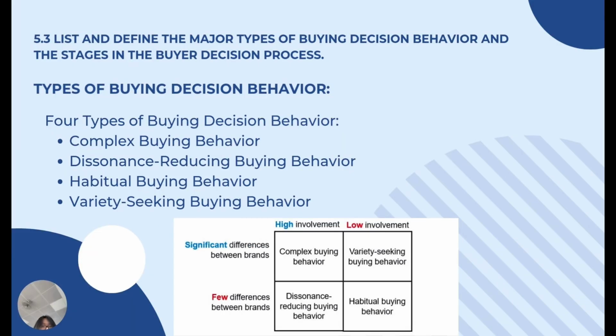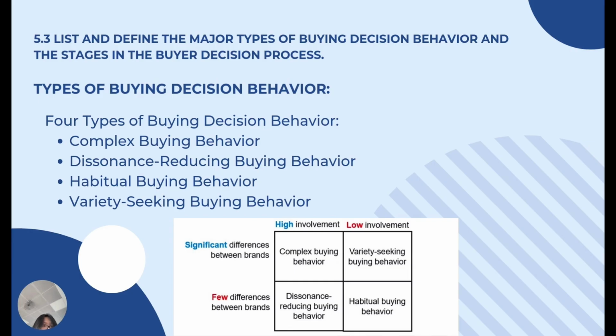My presentation has two parts: the four types of behavior and the five stages of the decision process. Part one: major types of buying decision behavior. Buying behavior is determined by two factors: consumer involvement and brand differences.